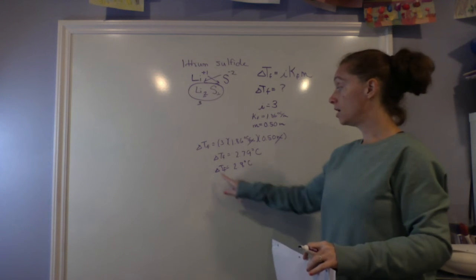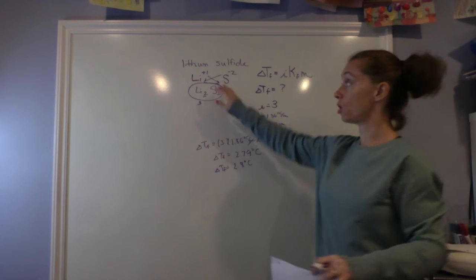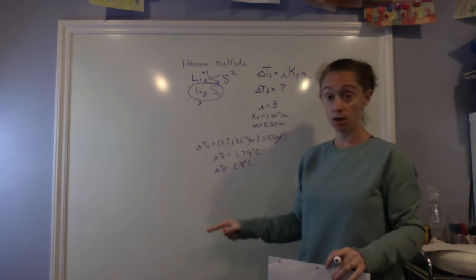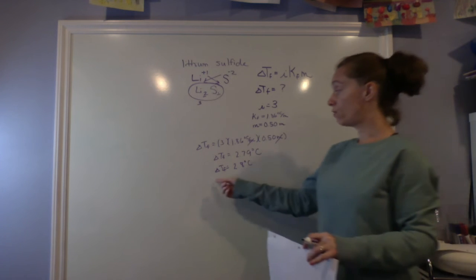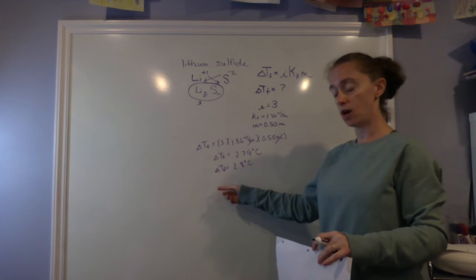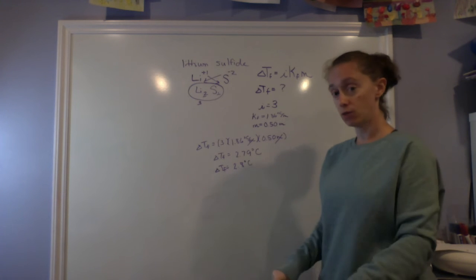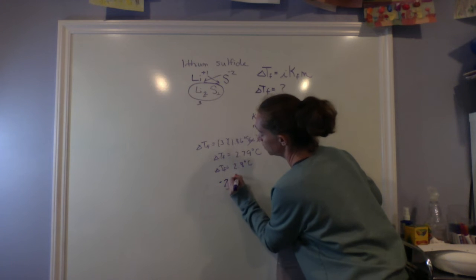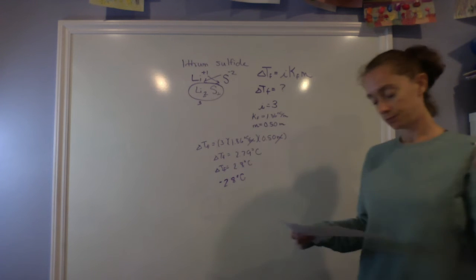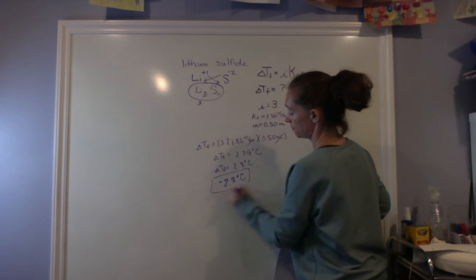So remember, this means change, not new. We're talking about water. We're dissolving lithium sulfide in water. Water has a normal freezing point of 0 degrees Celsius. So if I change the freezing point by 2.8 degrees Celsius, freezing is at a lower temperature. So the new freezing point is negative 2.8 degrees Celsius. Okay? That is your answer for number 2.